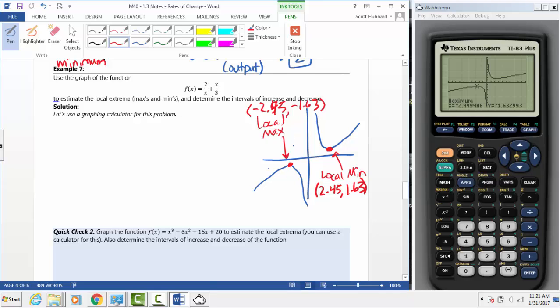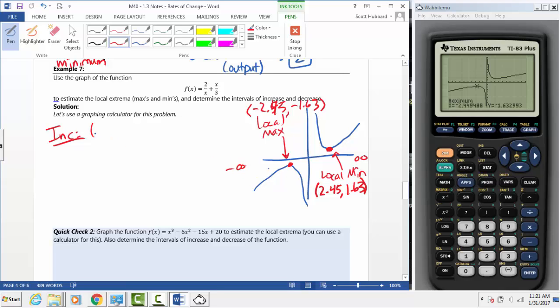Okay, sorry, it's kind of messy, but that's how we find the local min and the local max. And so if I know the local mins and maxes, I can answer this part, the increase, decrease. Where's that going to happen? Well, the graph is increasing before that.